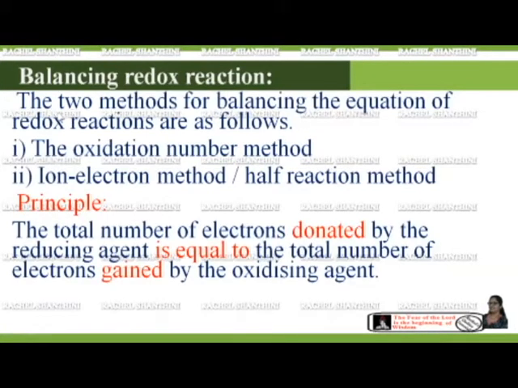Balancing redox reaction. The 2 methods for balancing the redox reaction are the oxidation number method and ion electron method or half reaction method. As we know that redox reaction is based on the number of electrons, these 2 methods for balancing the redox reaction are based on the principle that the total number of electrons donated by the reducing agent is equal to the total number of electrons gained by the oxidizing agent.